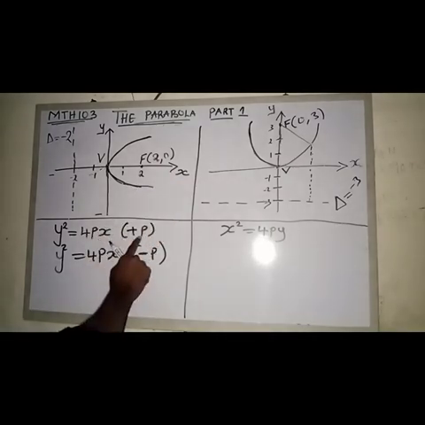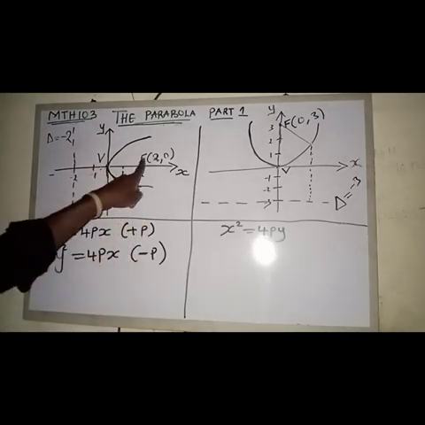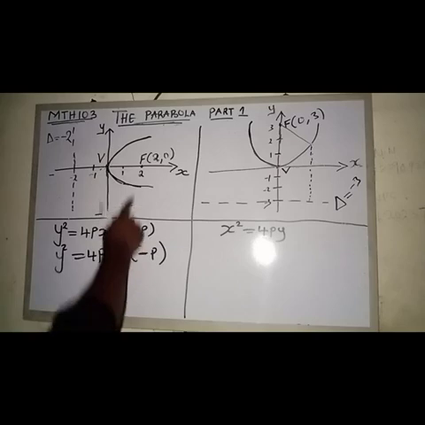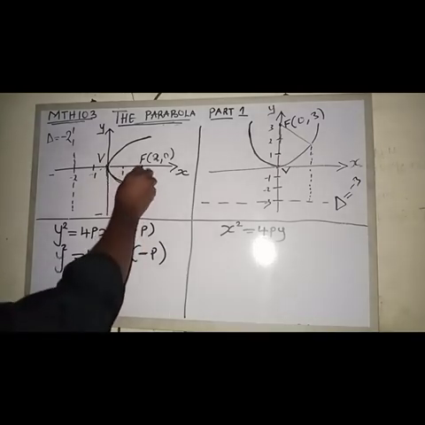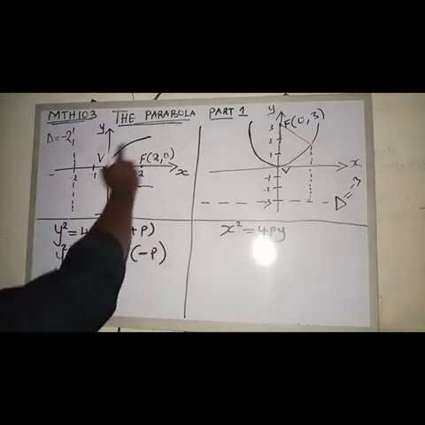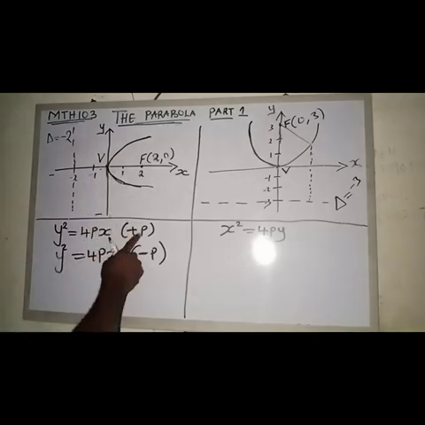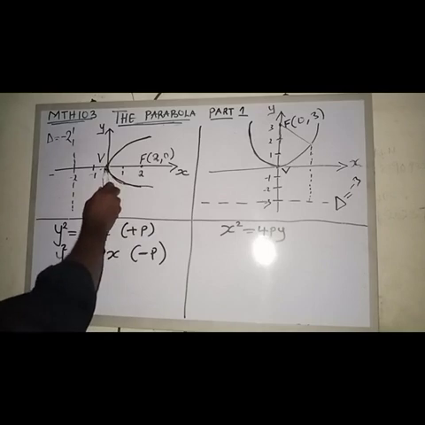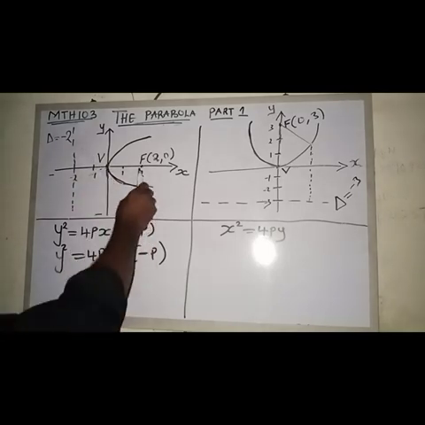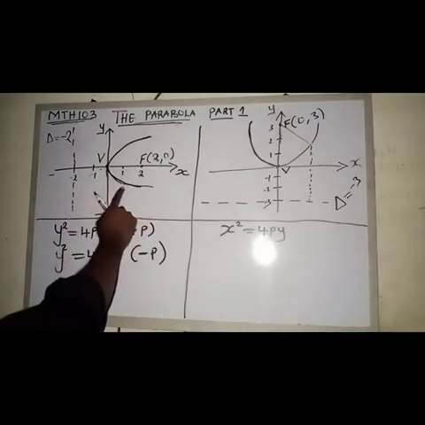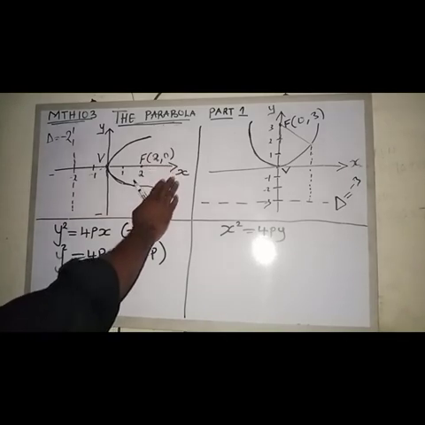And now what is the p? The p is not the focal point, because most people refer to the p as the focal point. No, the focal point is the point at which it forms the parabola with the vertex. So the p itself is the distance between the focal point and the vertex. And if the p is positive, it opens on the x-axis.